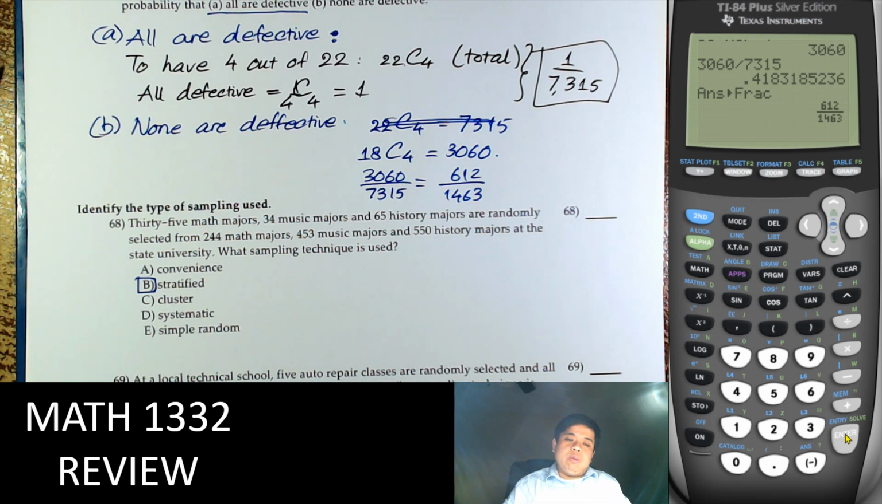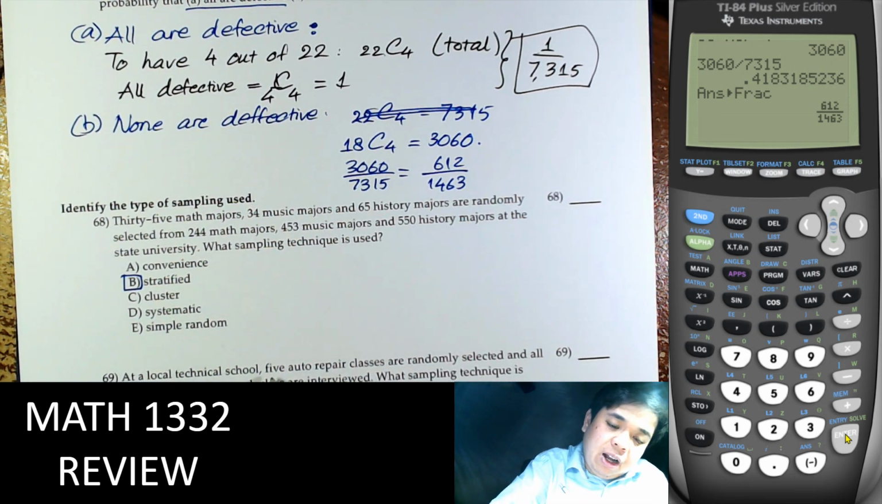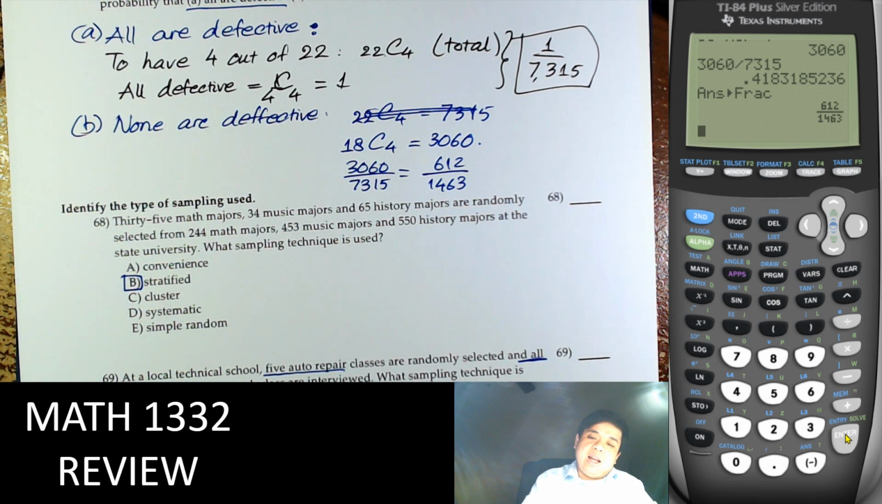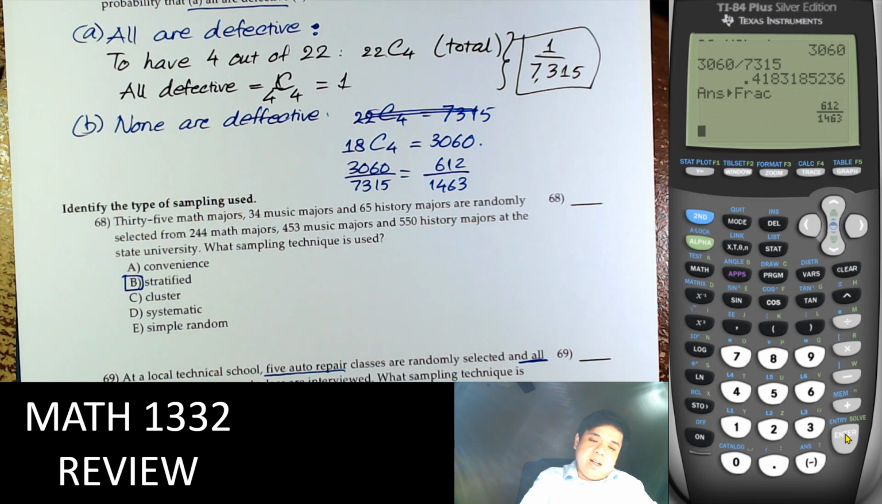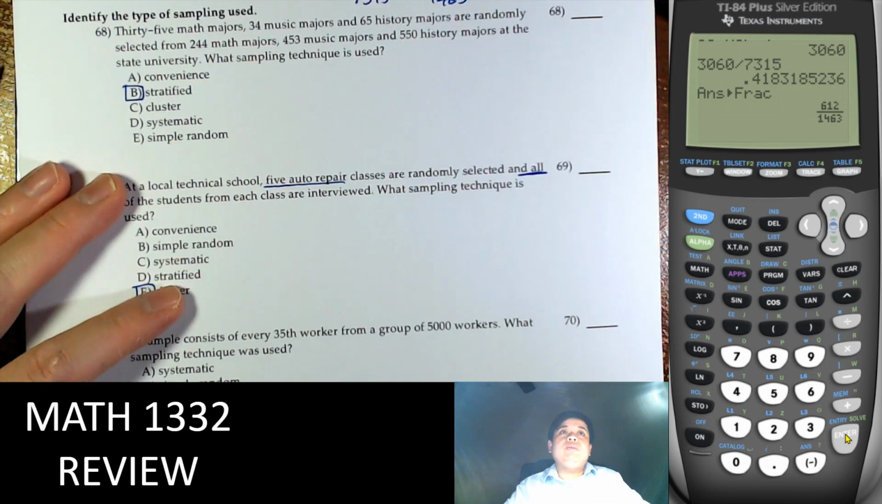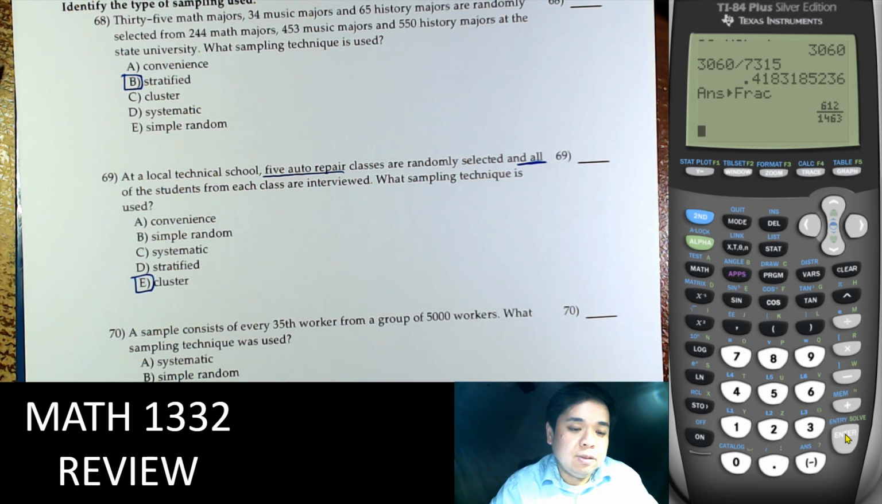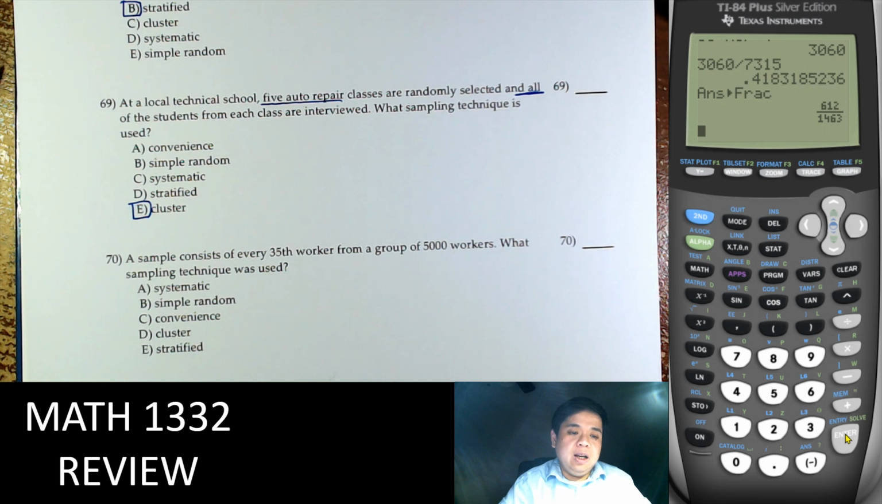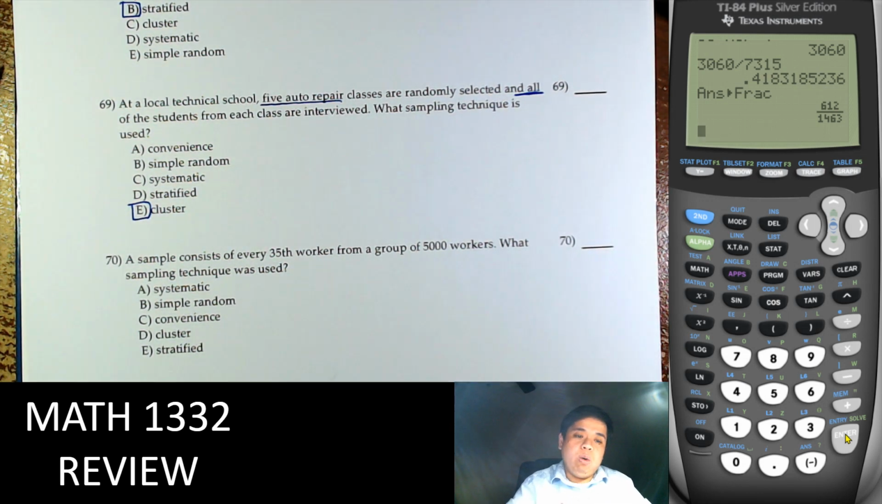Next, at the local technical school, 5 auto repair classes are randomly selected and all the students from each class are interviewed. What sampling technique is used? Right, so in this case, we choose some of the classes, but then all of the students in that class are selected. So in this case, it's a classic cluster because we choose the whole group. Yeah. Next. So that's the keyword. We choose all.